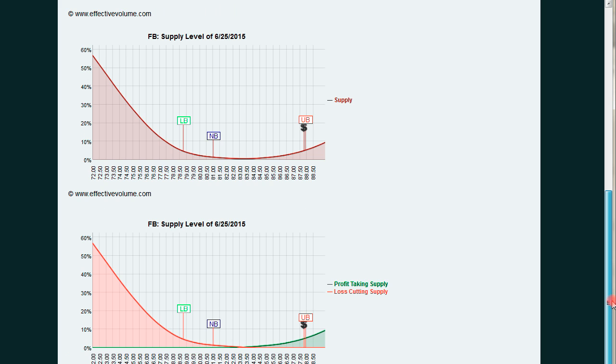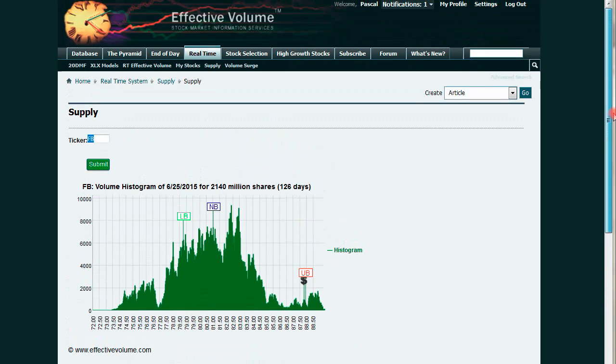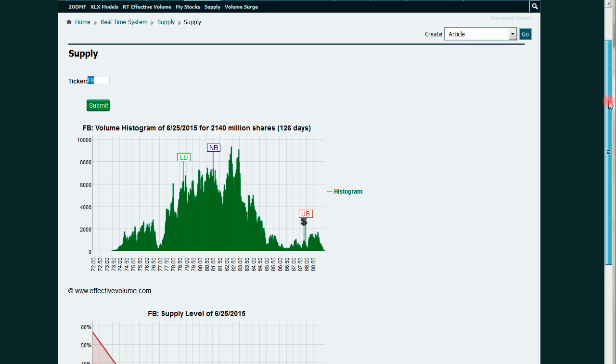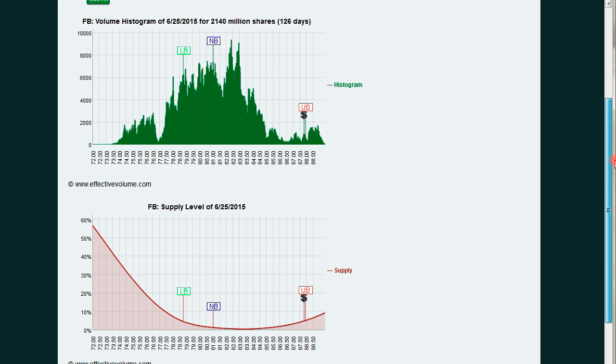First, let's look where it is. You can see that the supply indicator can be found in the real-time section. You click on supply and you get this figure. Okay, what do we see here?